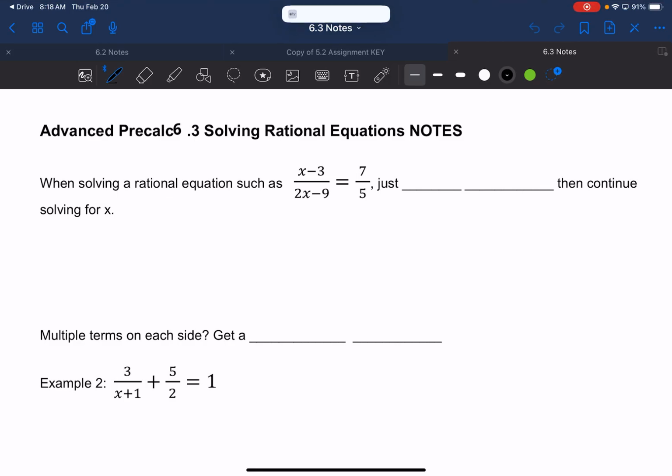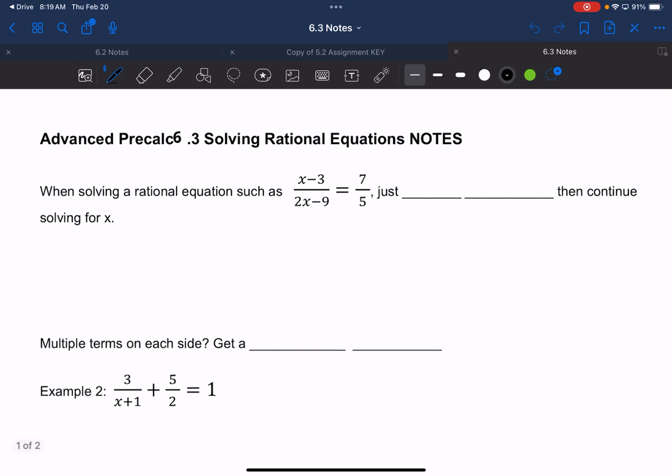Looks something like this, just a single fraction equal to some other fraction, all we are going to do is cross multiply. And then continue to solve for x, just like we've been doing when trying to see if something crossed the horizontal asymptote, right? We set it equal to some value, cross multiplied, solve for x if we could. Okay, so in this example, that's exactly what we would do.